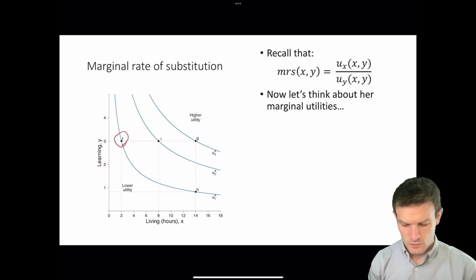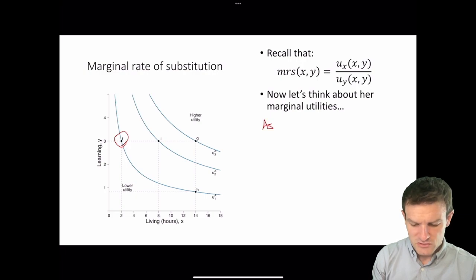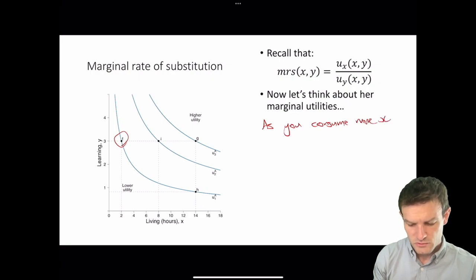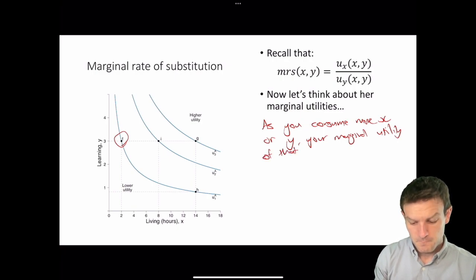So as you consume more x or y, your marginal utility of that good goes down.